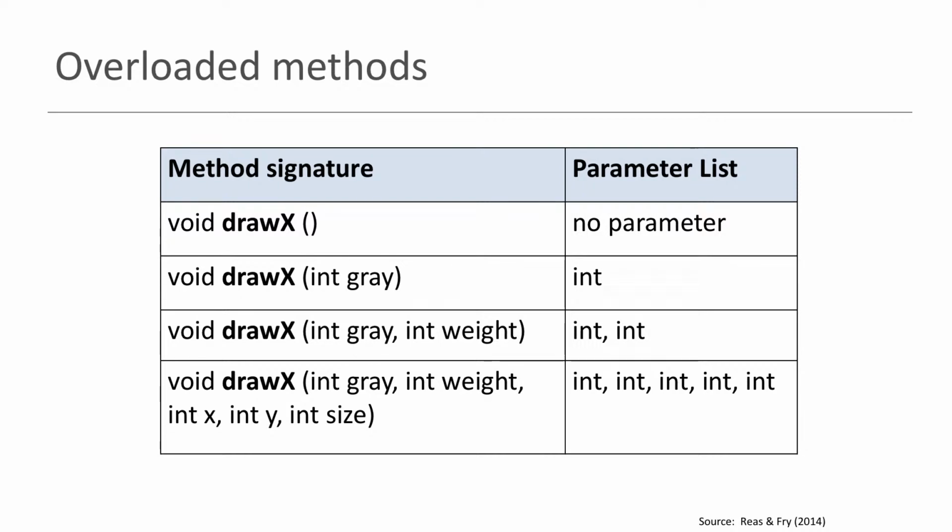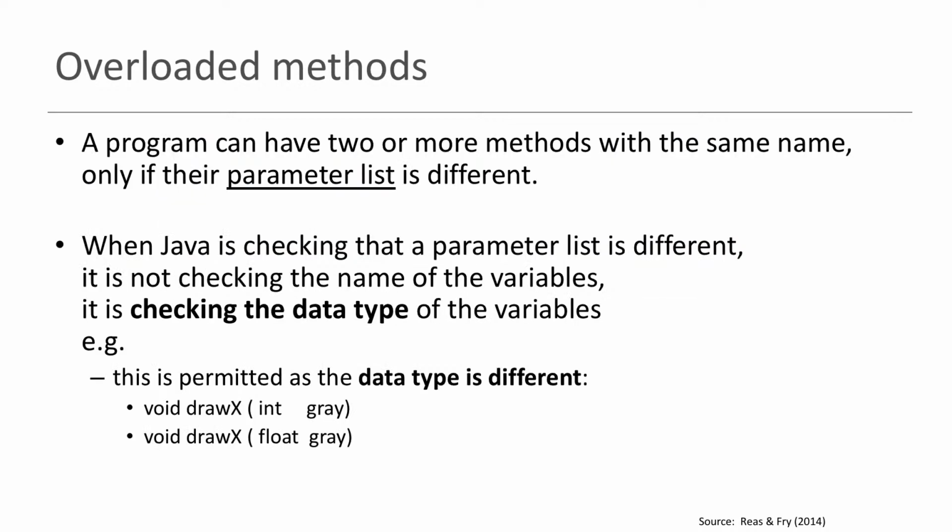So if we compare those examples, we can see in our parameter list on the right, the first one has no parameters, the second one has an int, the next one has int and int, and then the last one had 5 ints. Same method name, but a different parameter list. So a program can have 2 or more methods with the same name, only if their parameter list is different. When Java is checking that a parameter list is different, it's not checking the name of the variables, it's checking the data type of the variables.